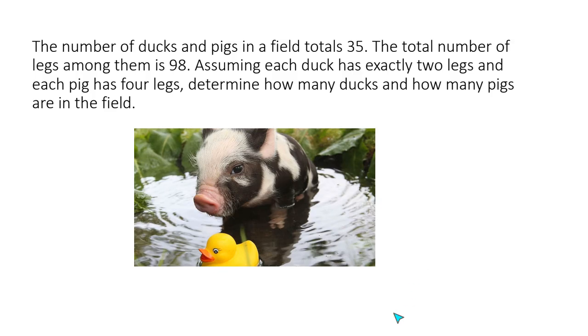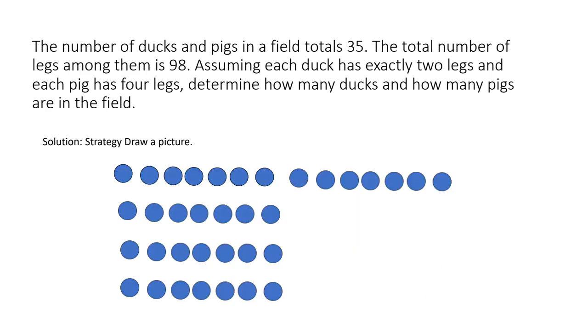The first way, well, first we need to understand the problem, which is basically how many ducks and how many pigs do we have in this field when we have 35 animals altogether. Then we need to devise a plan. My plan is going to be to draw a picture, and I'm going to carry it out on the next slide.